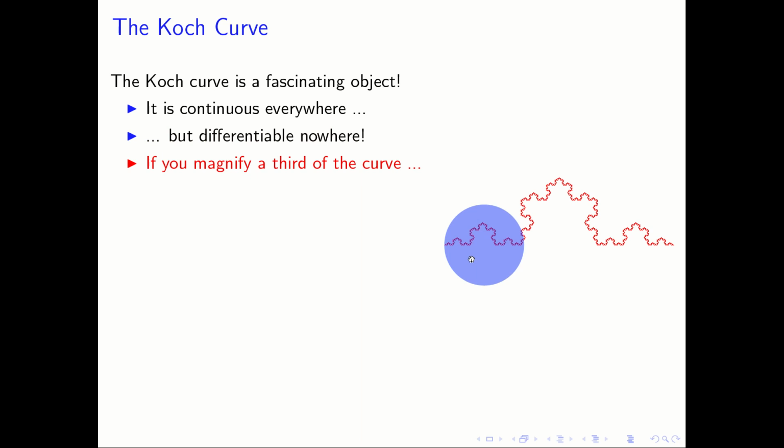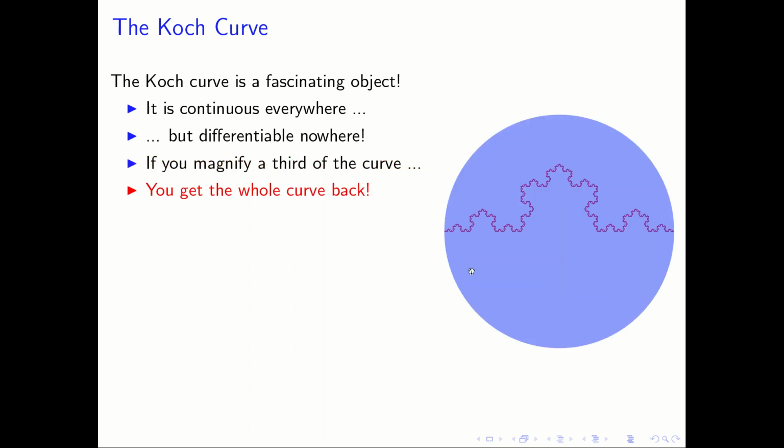Now, if you take a third of the curve and blow it up, magnify it by a factor of 3, what you will get is the whole curve. By the way, if you look back at the stages of formation of the Koch curve, it should be pretty easy for you to figure out that if you took, say, the stage 4 Koch curve, took a third of that and blew it up by a factor of 3, we will actually not get the stage 4 Koch curve, we will get back the stage 3 Koch curve.